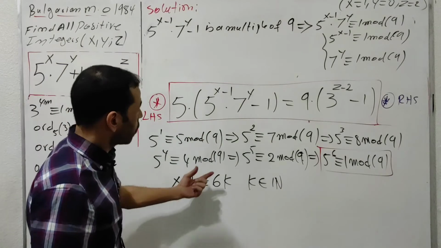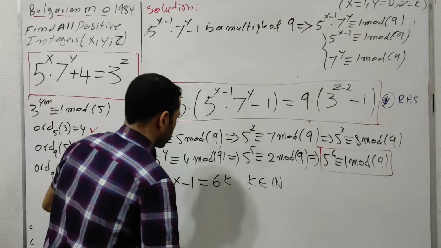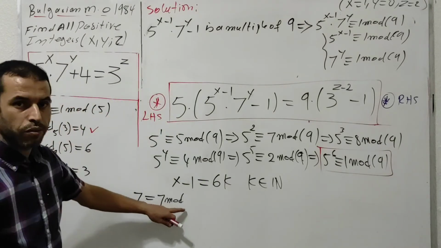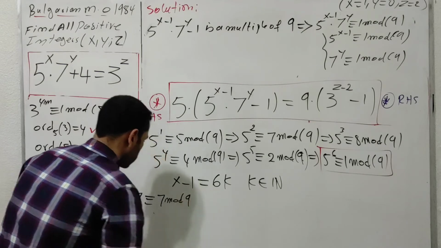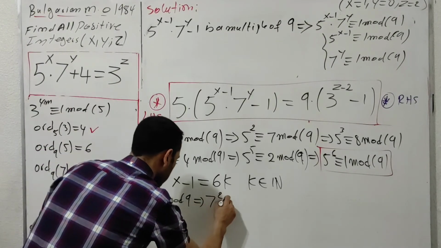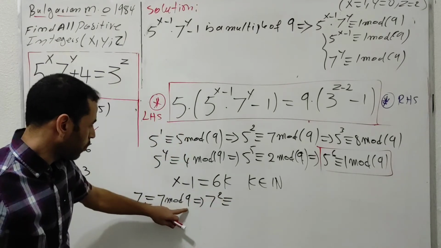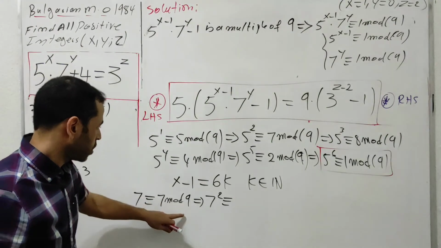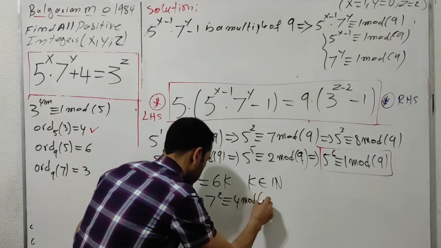Okay, now I'm going to find y. I do the same job. Since we are working mod 9, we have 7 mod 9. I'm going to multiply both sides by 7. I will get here 7 squared is congruent to 49 mod 9. As we know, 45 is a multiple of 9. That means I get 4 more. I get 4 mod 9.